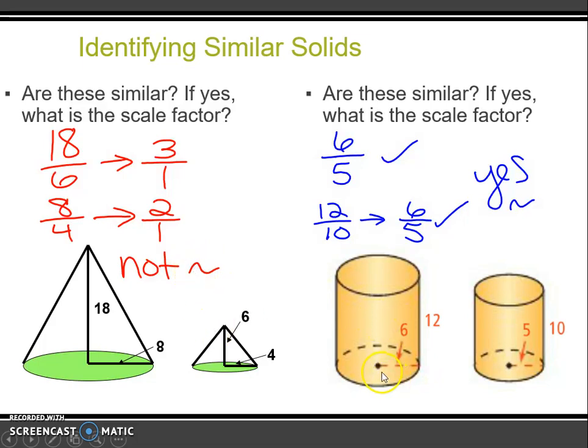Take a look at this one. 6 over 5, 12 over 10. So 12 over 10 is 6 over 5. When you reduce, they are the same scale factor. Then these two are similar.